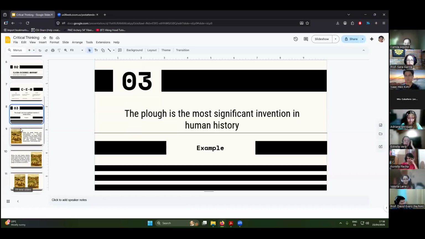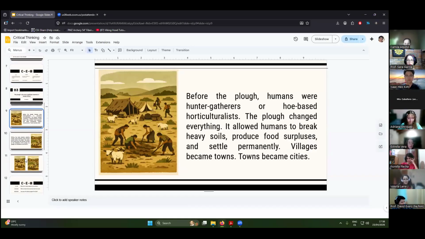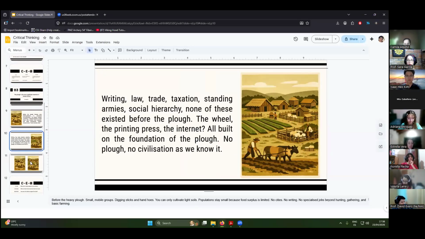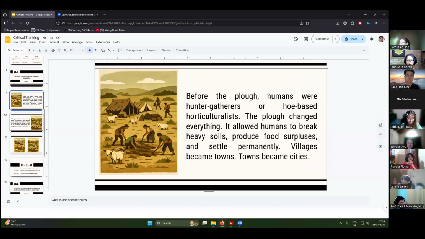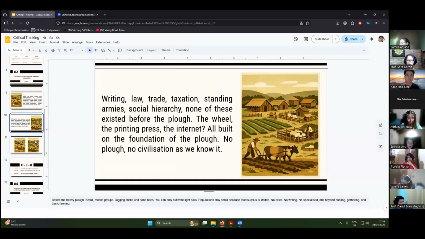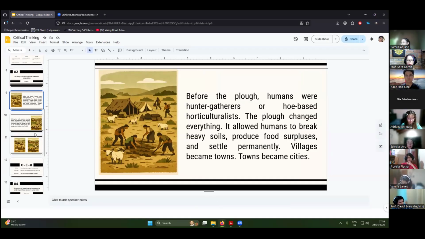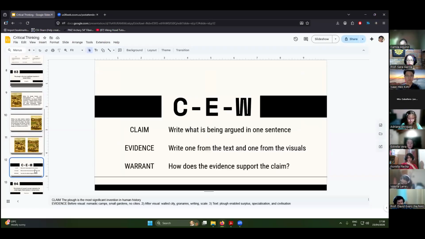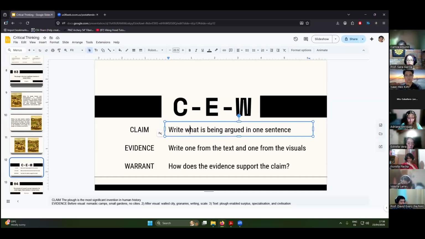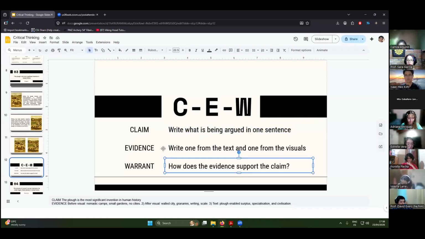This is slide number 9. So 9, 10, and 11 are the ones that we are going to use. For slides 9, 10, and 11, we have information and the activity, the part that we want you to do is to answer these 3 questions.